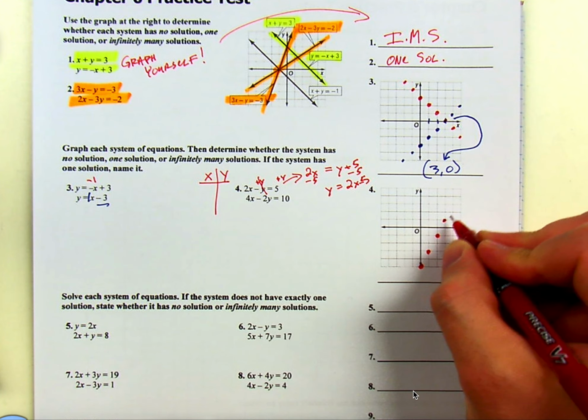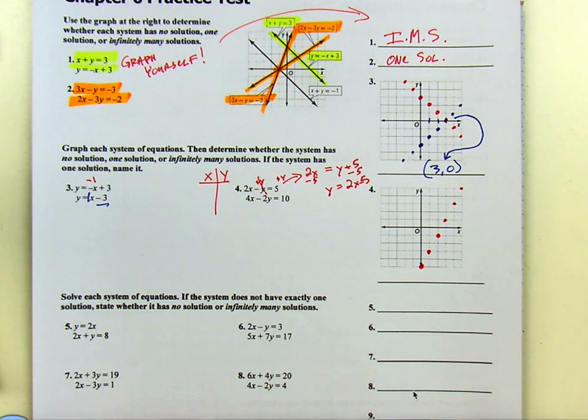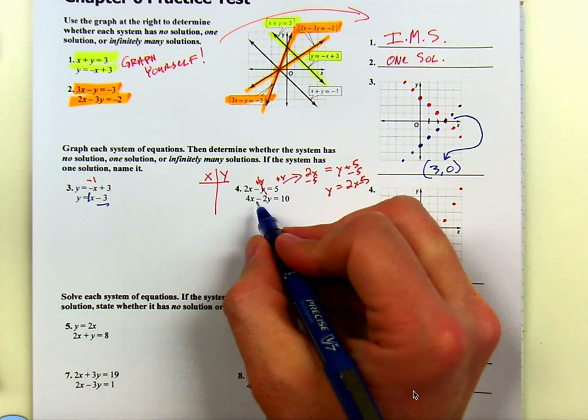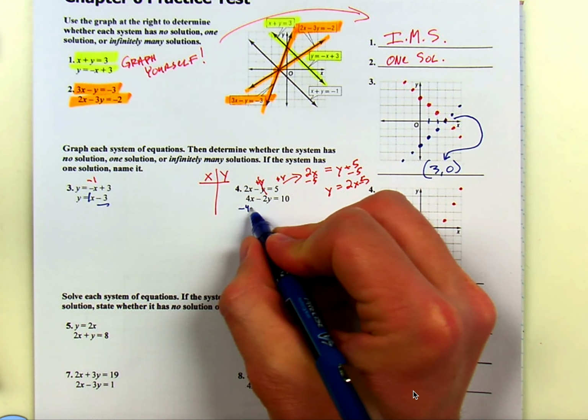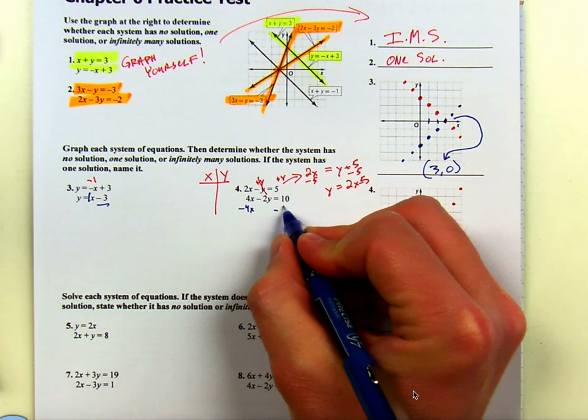So here's 1, 2, 3, 4, minus 5, and then slope of 2. All right, hopefully I'm not going too fast for you. You get the idea here. And then my second equation here, oh boy, I'll do minus 4x on both sides. That's going to give me negative 2y equals negative 4x plus 10. I'm going to divide by negative 2 so that I get my y by itself.